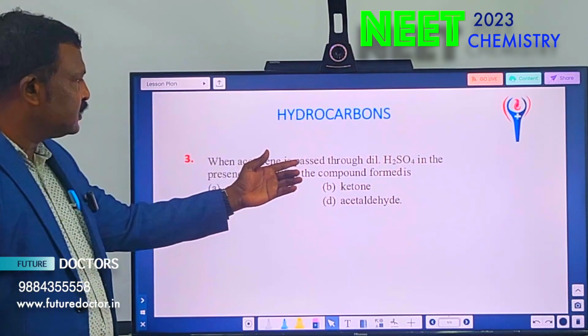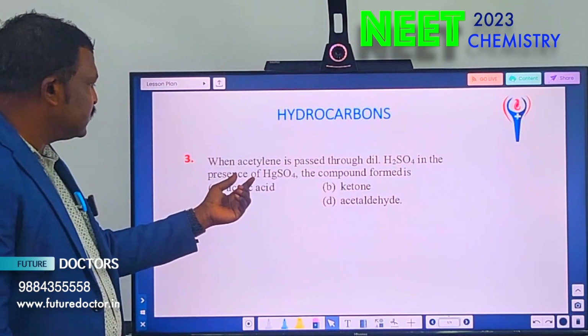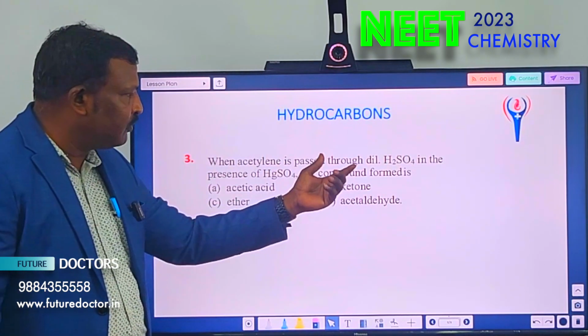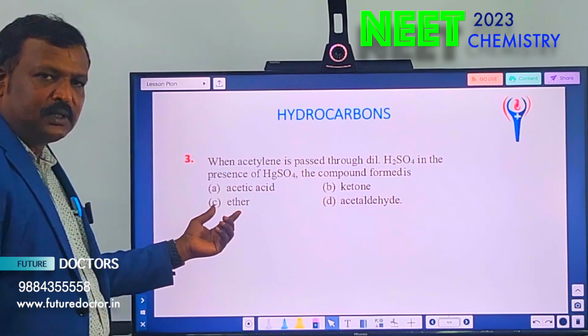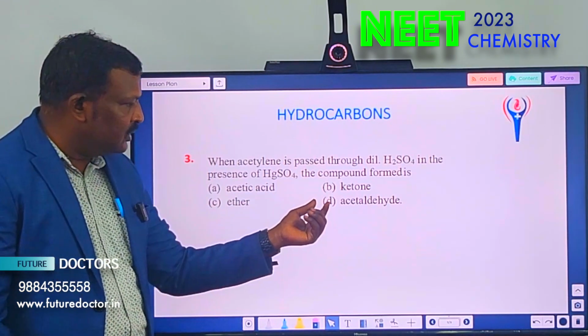When acetylene is passed through dilute H2SO4 in the presence of mercuric sulfate, the compound formed is dash. Option A acetic acid. Option B ketone. Option C ether. Option D acetaldehyde.